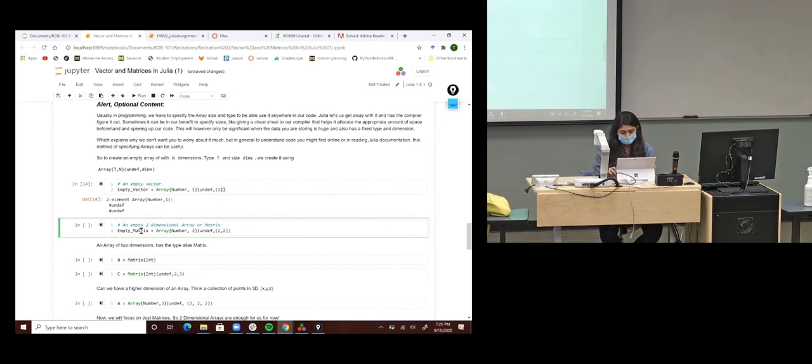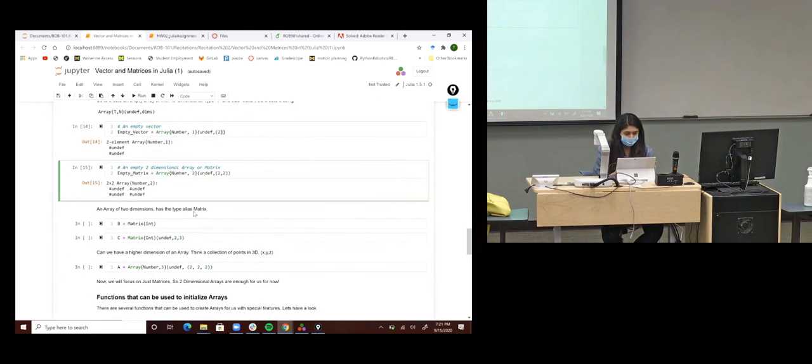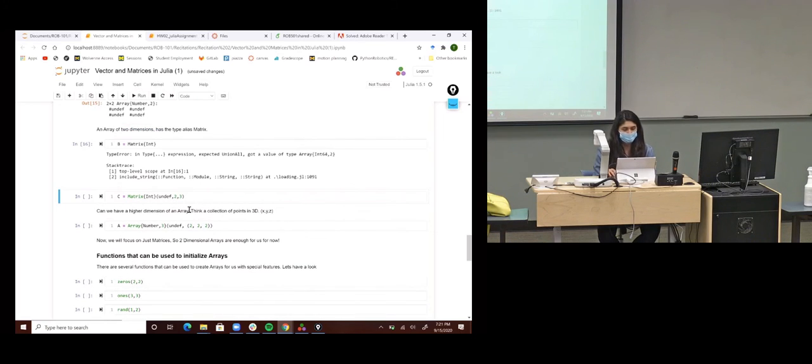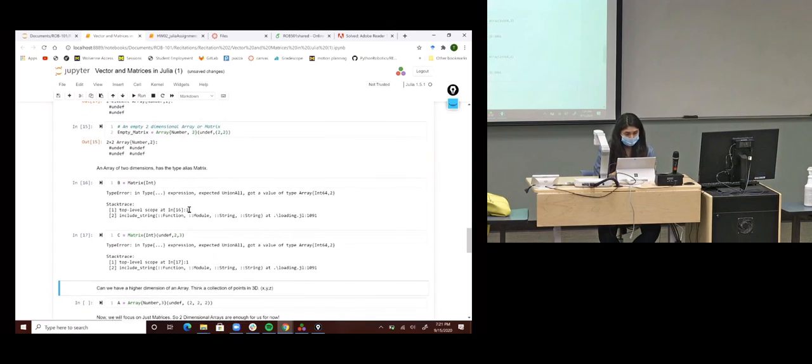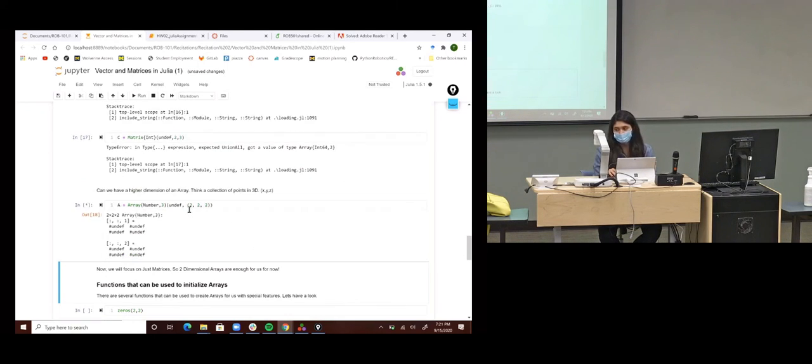Similarly, you can initialize an empty matrix of dimension 2 cross 2. The size goes right here, the size of the array, and the dimension, it's a 2-dimensional array, goes right here. The type is Number. Now, an array of 2 dimensions has the type alias Matrix. I'm going to rush through this one because it's not important, but you can initialize it just like we did the vector. You can initialize 3-dimensional arrays, so you can think of it as like points x, y, and z. It has 3 dimensions, and you can run it.